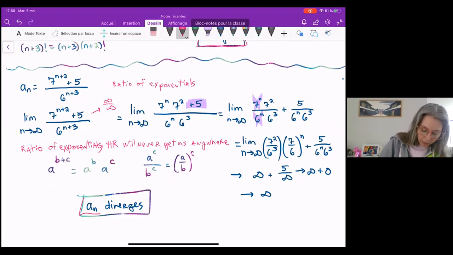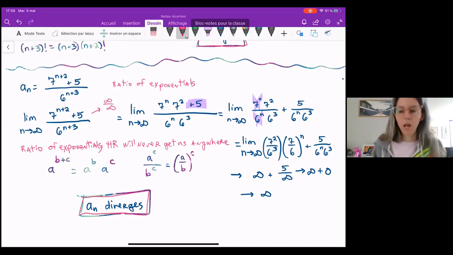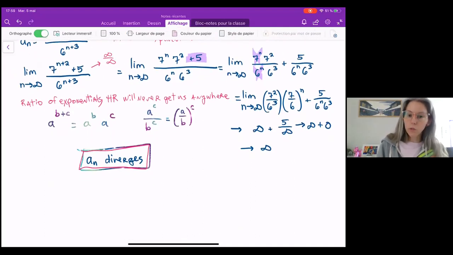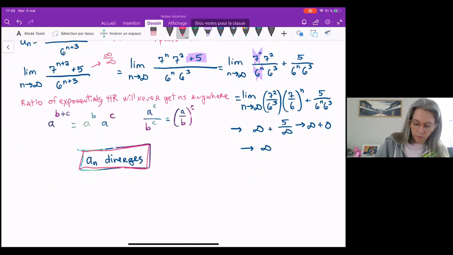We talked about the limit of r to the power of n when we have a number to the power of n, and we saw that it can take on lots and lots of different values. So I'm just going to remind you of that really quickly. So we'll see why 6 to the n and 7 over 6 to the n both give infinity.